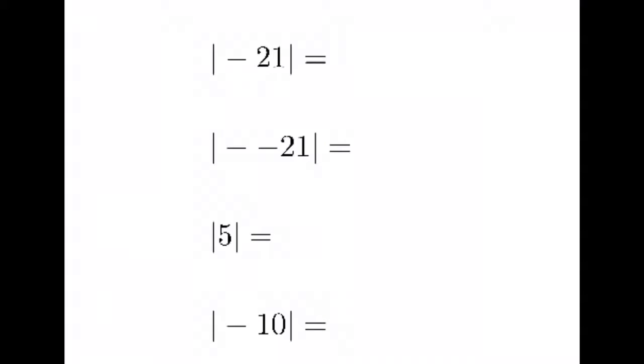For example, if we have the absolute value of a negative 21, these two negatives directly next to each other cancel each other out, and they become positive. So this positive 21, we take the absolute value of and get 21. Of course, it wouldn't really matter because it would be the same if we were taking the absolute value of a negative 21.